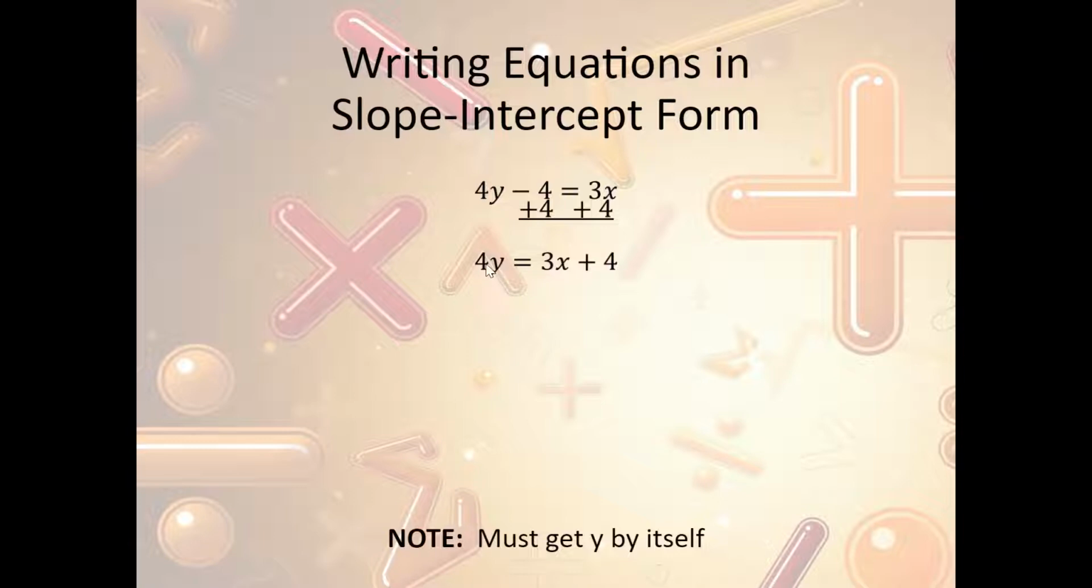Now I'm just going to get rid of this 4. This 4 is being multiplied by y, so I'm going to undo that by dividing. So I divide both sides by 4. And I get 3 divided by 4, which is just 3/4 x, and 4 divided by 4, which is 1. So I'm left with y equals 3/4 x plus 1.